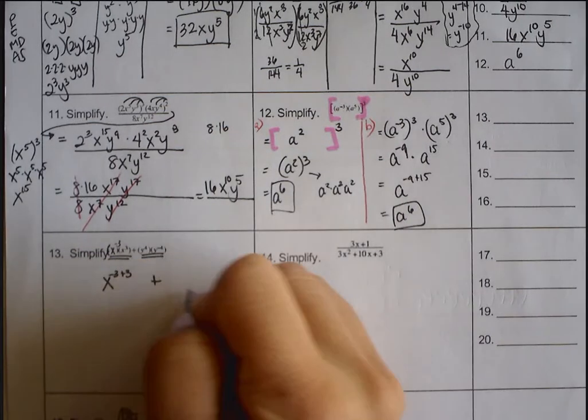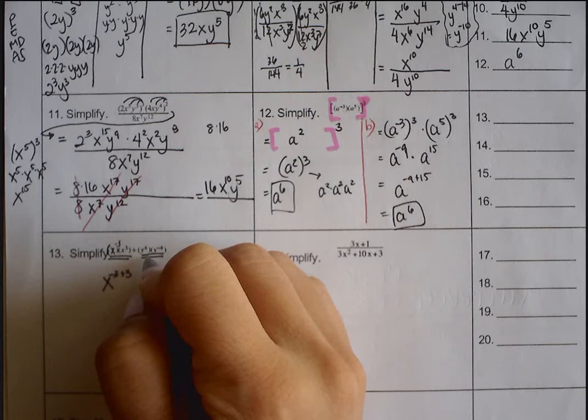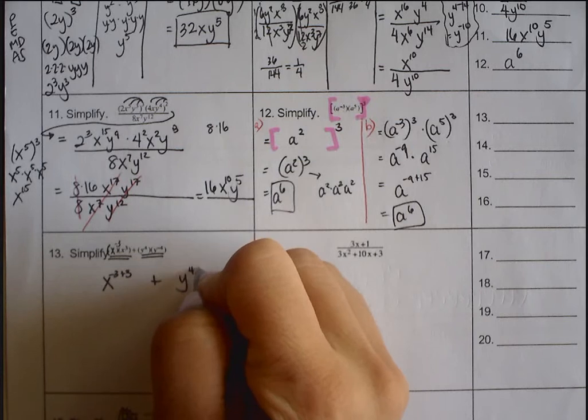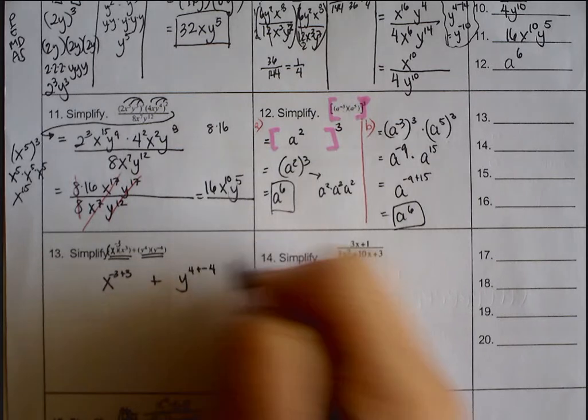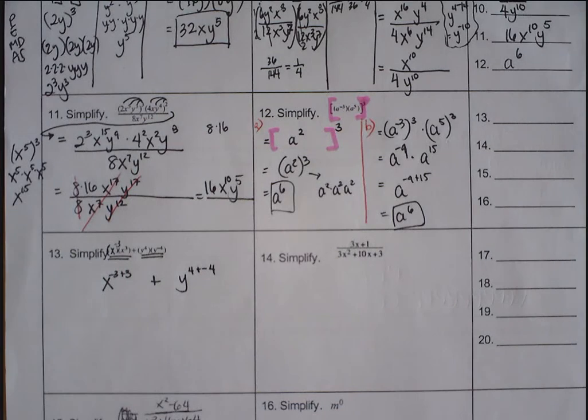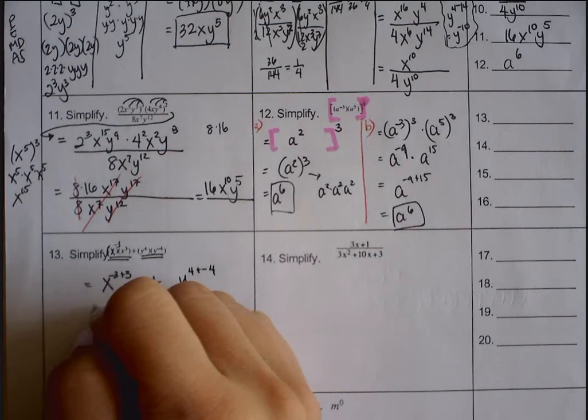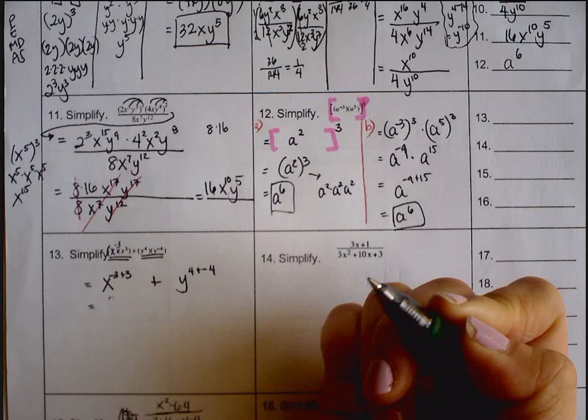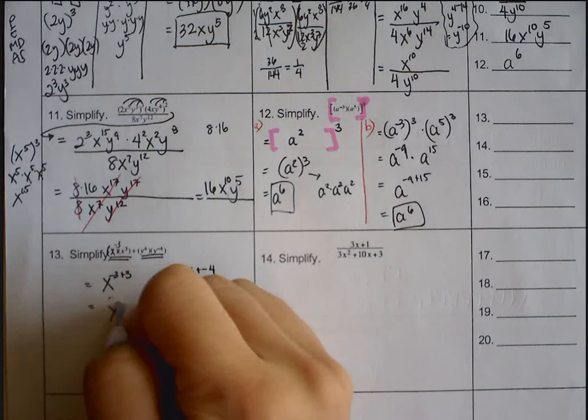So should the whole thing become 0? No, it's just the exponent that was 0. 4 minus 4 is 0. But remember, anything, whether it's an x or a y, anything to the 0 power is 1. Y to the 0 power is 1. And we're adding them, so we have 2.